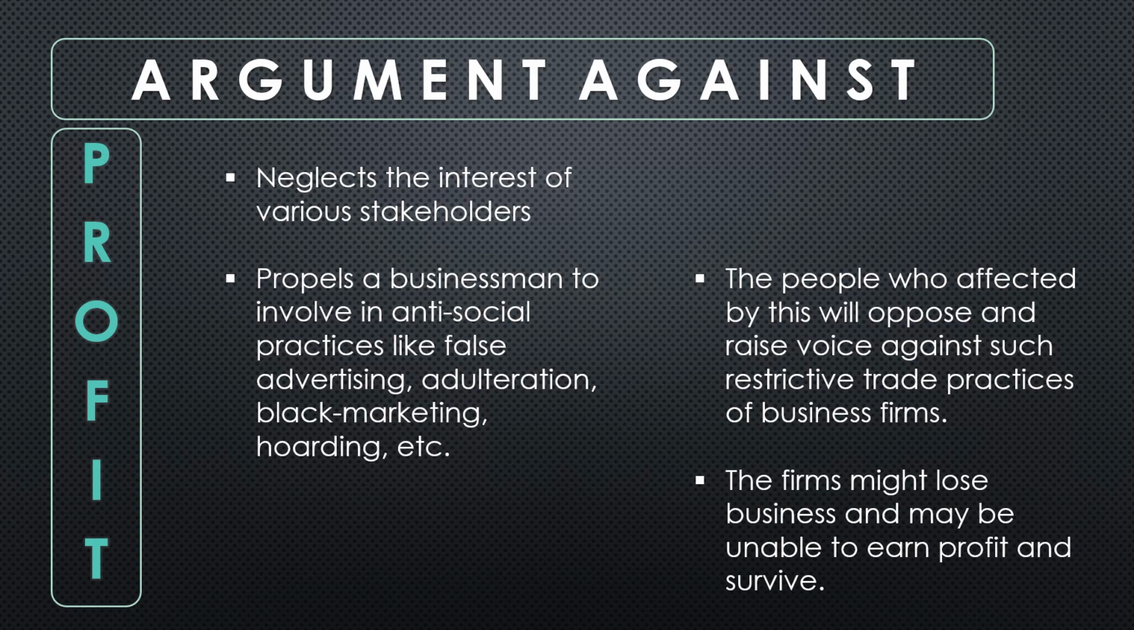The people who are affected by this will oppose and raise a voice against such restrictive trade practices of the business firms. So people who are already affected by these anti-social practices can bring these things to the concerned authorities, and that can harm the existence of the business. The firm might lose business and may be unable to earn profit and survive. So only for this short period of time, to increase the profit, if a firm engages itself in wrong activities, it can lose its business, and also it can lose its survival in the market. So these are the things which tell us that a firm must concentrate on earning profits, but it can do all these things at par with the society. That means it can maintain a parity between social, human, and organizational objectives.